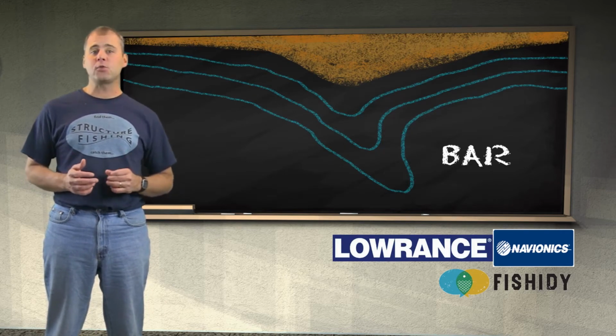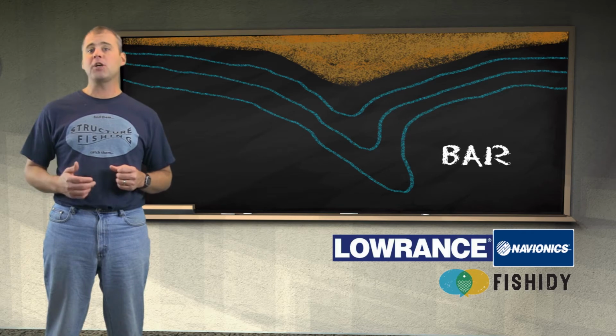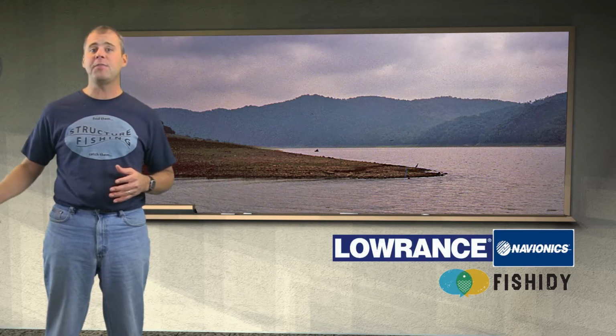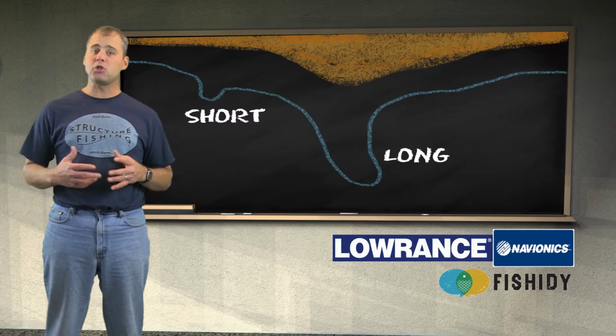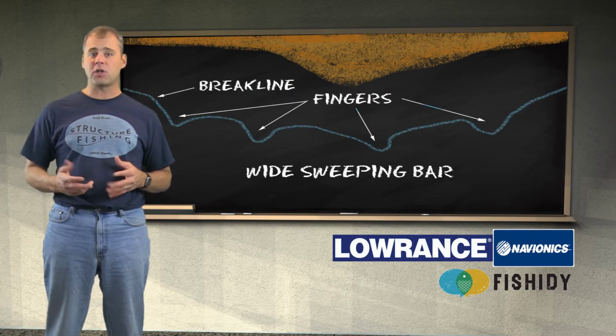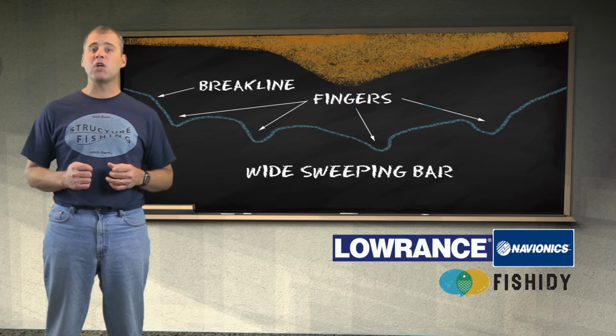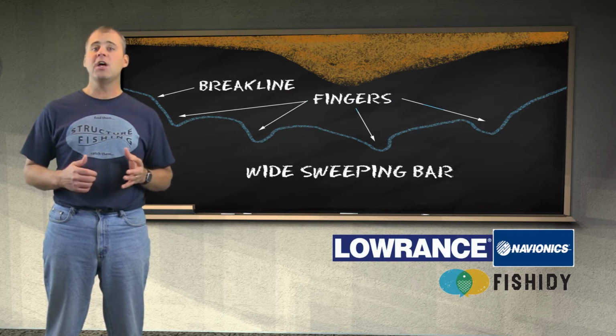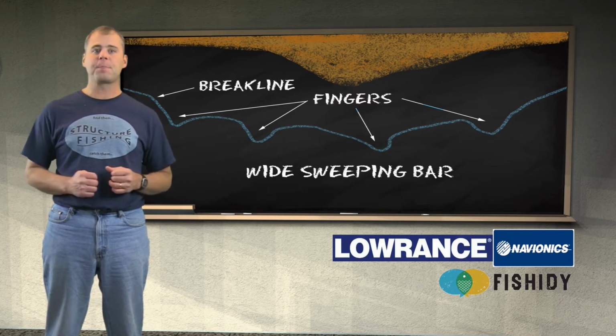Bars are the most common structure you'll come across. A point on the shoreline could be a good indication that a bar may be present. The most productive bars will be those that go from the shallows to the deepest water in the area that you're fishing. Some bars can be short, long, some can be very wide with several points or fingers on them. Again, the best bars will be those that go from the shallows to the deepest water in the area.